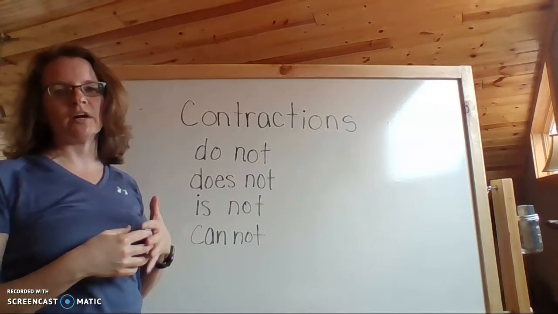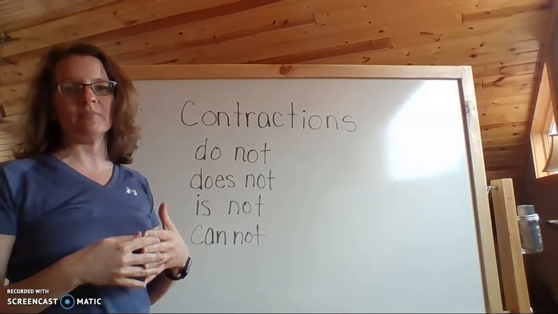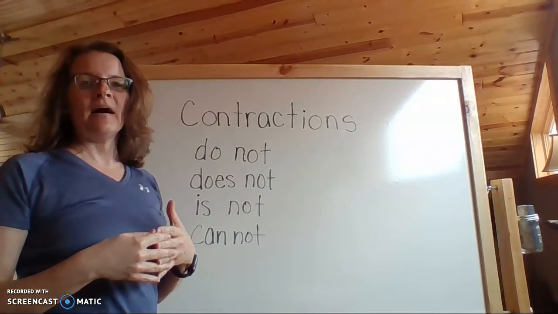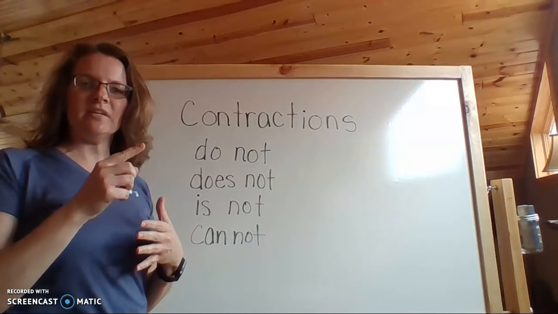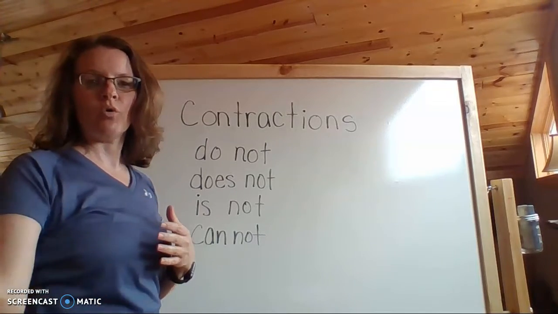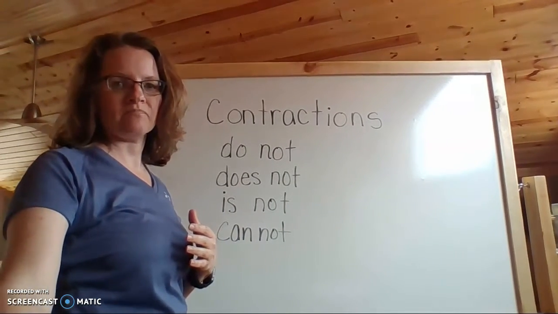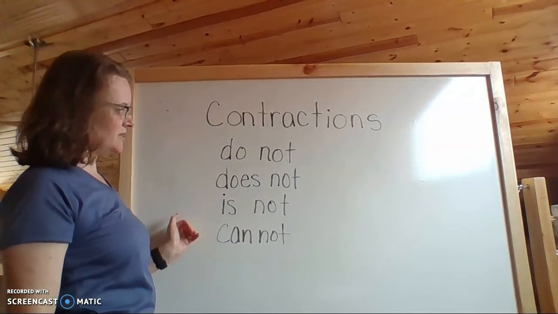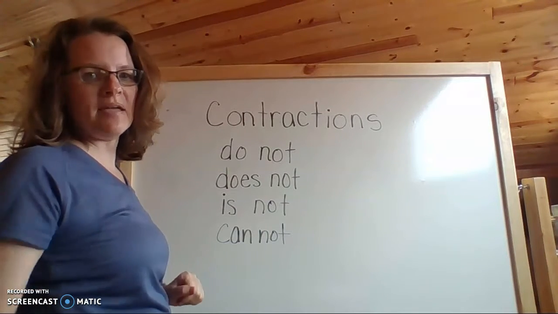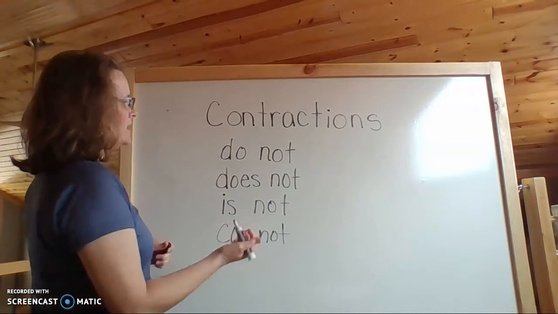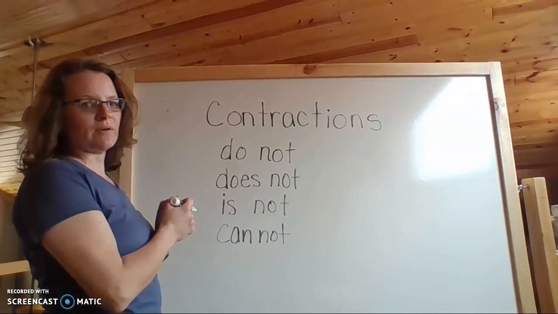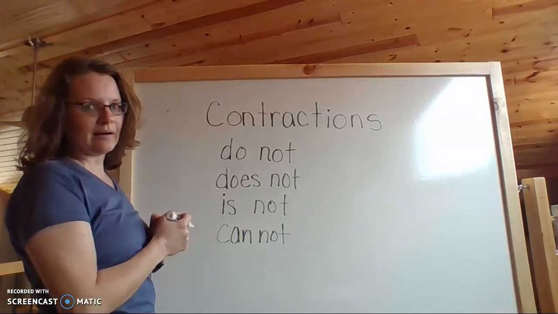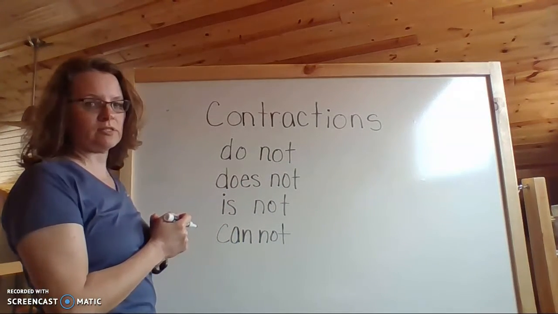Remember, contractions are words that are made up of two words being put together, but they use an apostrophe that takes the place of a letter or some letters. So we have these words, do not, does not, is not, and cannot, that we are going to make into contractions. So remember that apostrophe is going to kick out a letter or maybe even more than one letter sometimes.